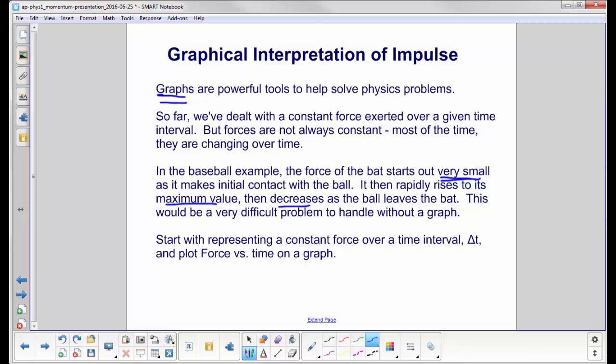Now, we're still not going to represent the actual force of the bat on the ball precisely because you're going to need a little higher level math than what we're dealing with here. But we're going to give it a shot. We'll at least show the methodology that you can use. So we're going to start by representing a constant force over a time interval delta t and plot force versus time on a graph.